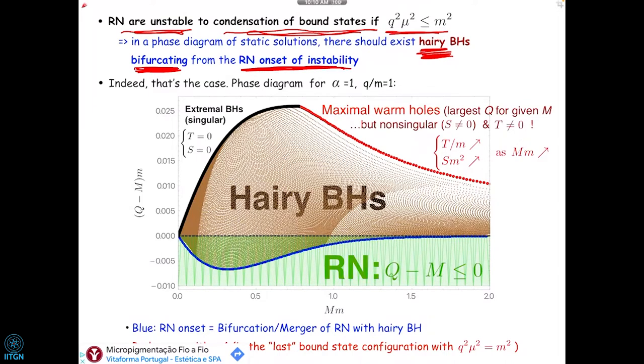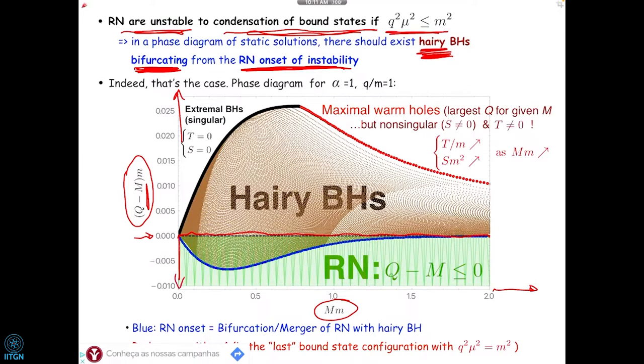So these black holes, in a phase diagram of solutions, where I plot on the vertical axis Q minus M, and on the horizontal axis the mass of the solution. I know that at Q equals M, which is this zero here, I have extremal Reissner-Nordström. Then I know that Reissner-Nordström exists in this green area where Q is smaller than M. That's where Reissner-Nordström black holes exist.